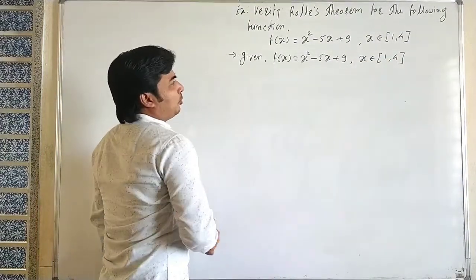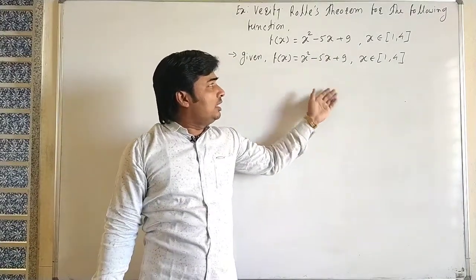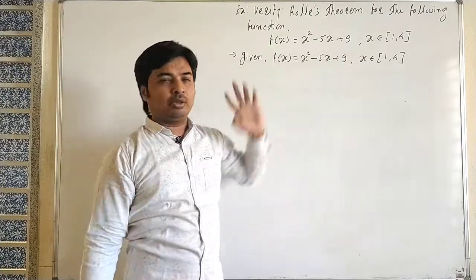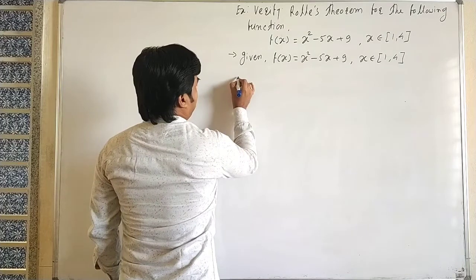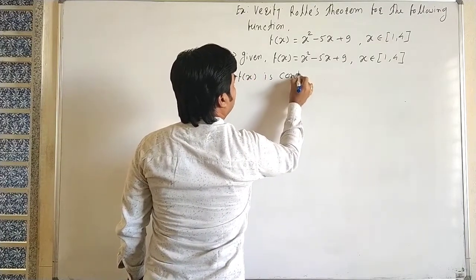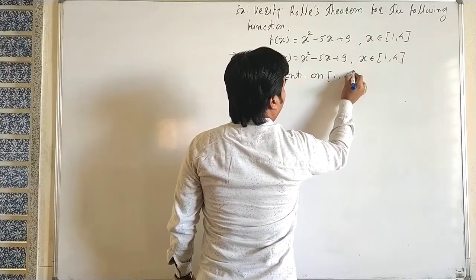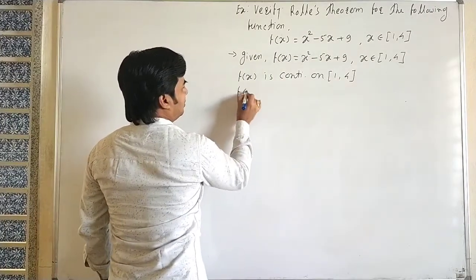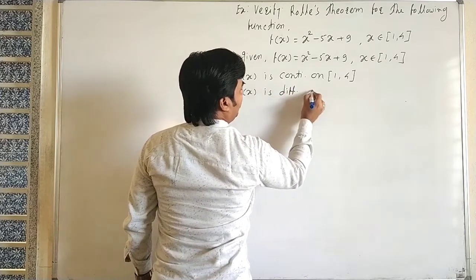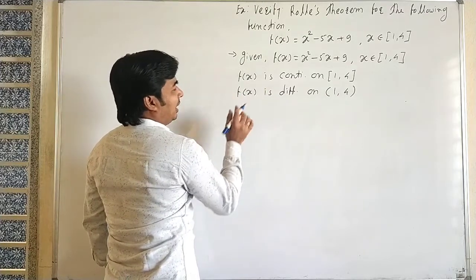Here f of x is a polynomial function, therefore it is continuous. Therefore f of x is continuous on the closed interval 1 comma 4 and differentiable on the open interval 1 comma 4. Therefore f of x is continuous on 1 comma 4 and f of x is differentiable on 1 comma 4. Now we find the f of a and f of b.